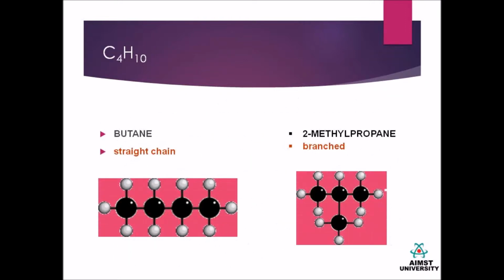Let me explain in detail. Now you can see there are two structures. The structure on the left hand side is butane and on the right hand side is 2-methylpropane. These both have the same elemental composition. That means the carbon and hydrogen count are the same for both structures. But the left structure is a chain isomer and the right structure is a branched isomer.